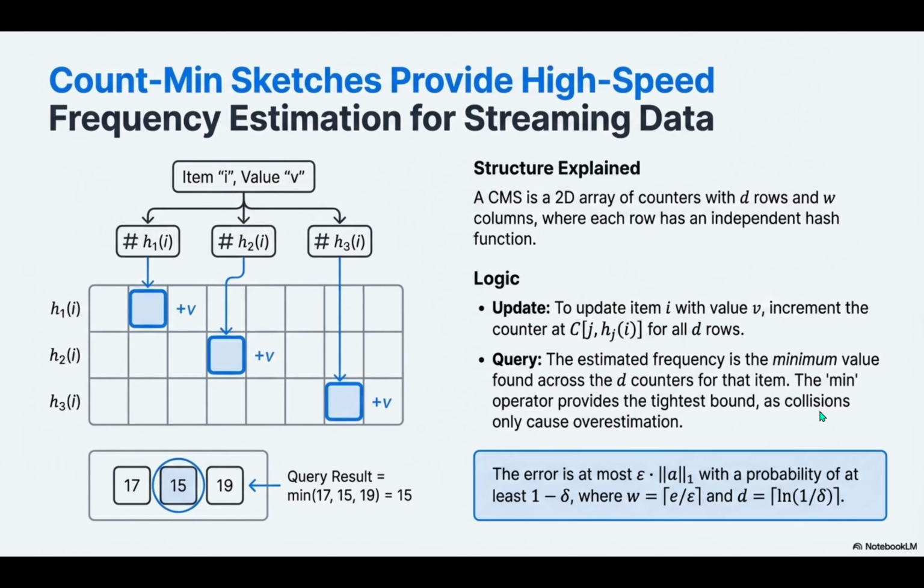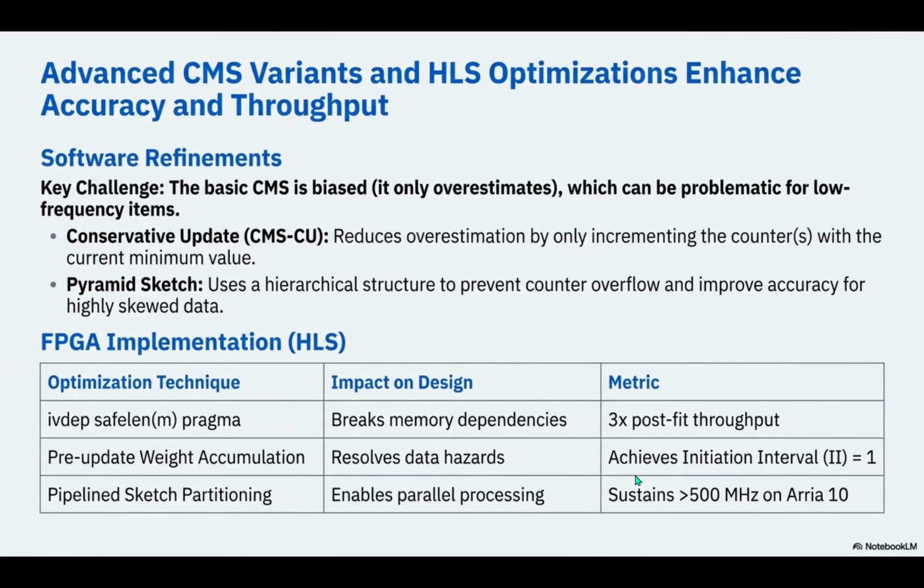The minimum. That's interesting. Why not an average? That seems more intuitive. It does, but it's because of the error profile. A hash collision, where two different items land in the same counter, can only ever cause the count to be overestimated. Of course. It adds counts together. Exactly. The sketch never, ever underestimates the true frequency. So taking the minimum value across all those independent rows gives you the tightest, most accurate bound on the real frequency. That's a critical distinction.